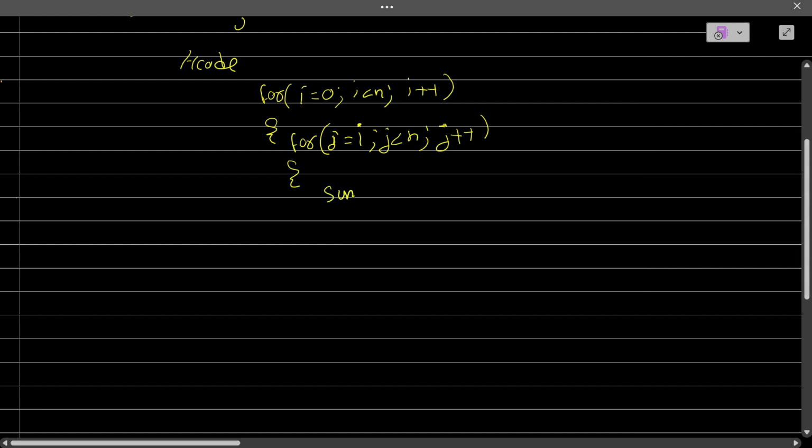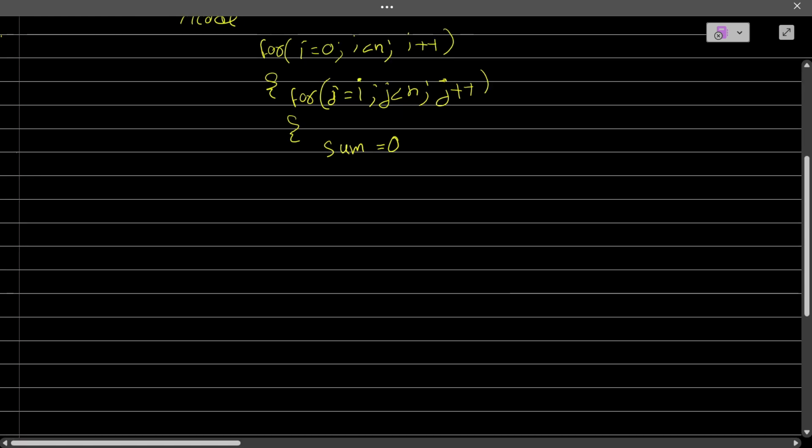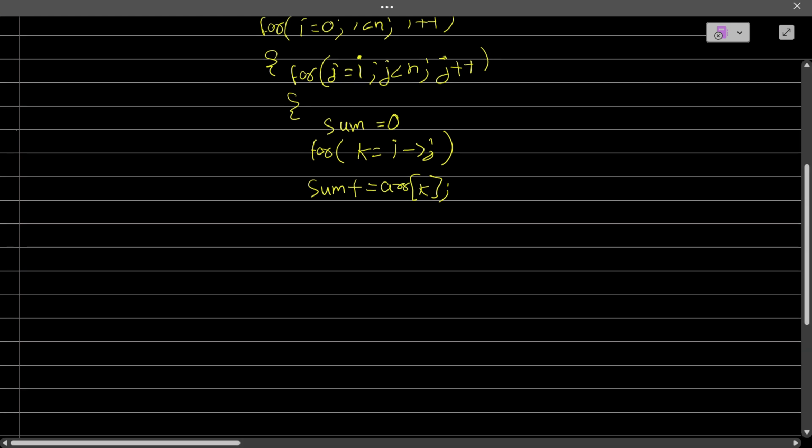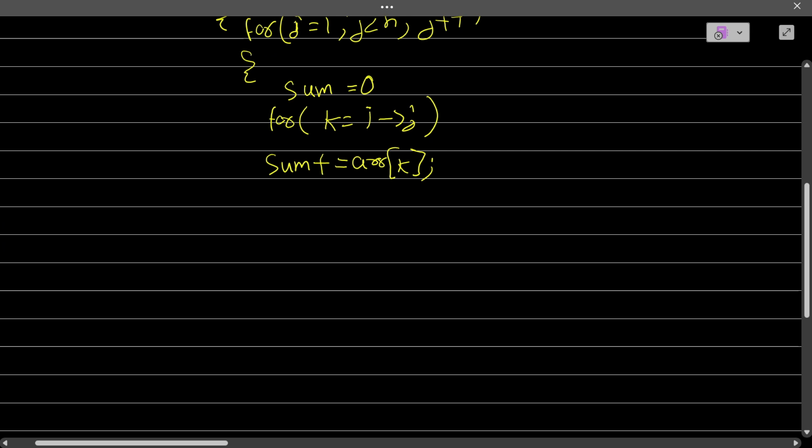Then I take a summation equal to 0, and I take a loop k which will run from I to j and add to my summation the array of k. So I'm going to iterate the array, and here I get the summation for this. This is an internal loop. This is going to give me the summation of every subarray.